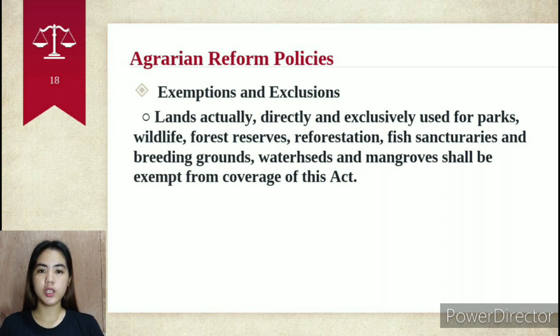Lastly are the exemptions and exclusions in the agrarian reform program. Lands actually, directly, and exclusively used for parks, wildlife, forest reserves, reforestation, fish sanctuaries and breeding grounds, watersheds, and mangroves shall be exempt from coverage of this act. Therefore, this policy clearly describes that agrarian reform is only applicable, or land can only be distributed, when it is used for agricultural purposes, particularly for the sake of those who are landless or for our small-scale farmers. So that concludes my report about the agrarian reform policies.